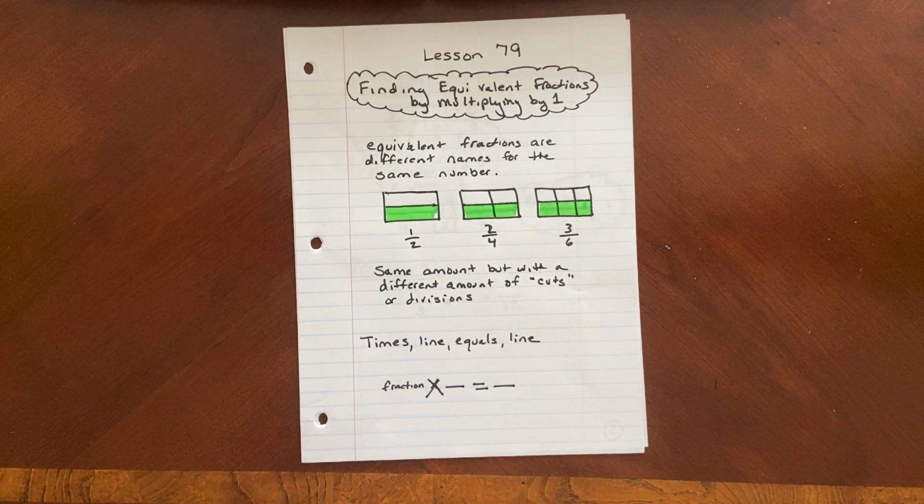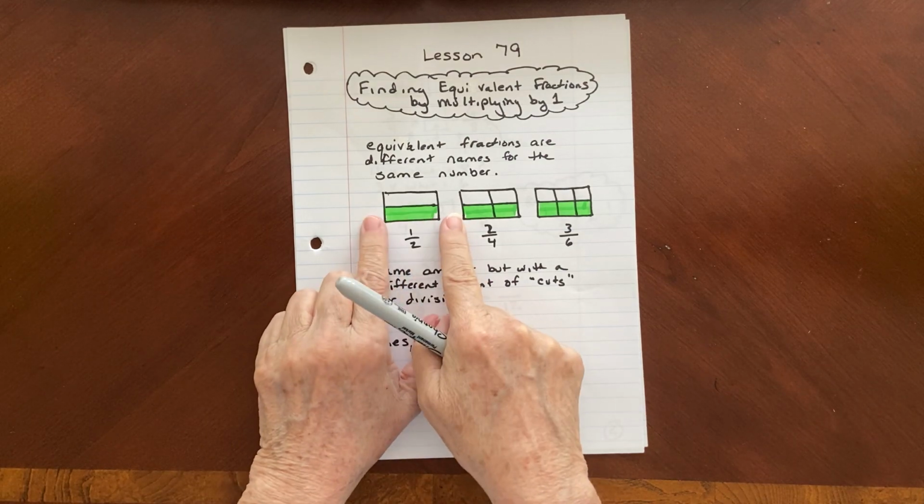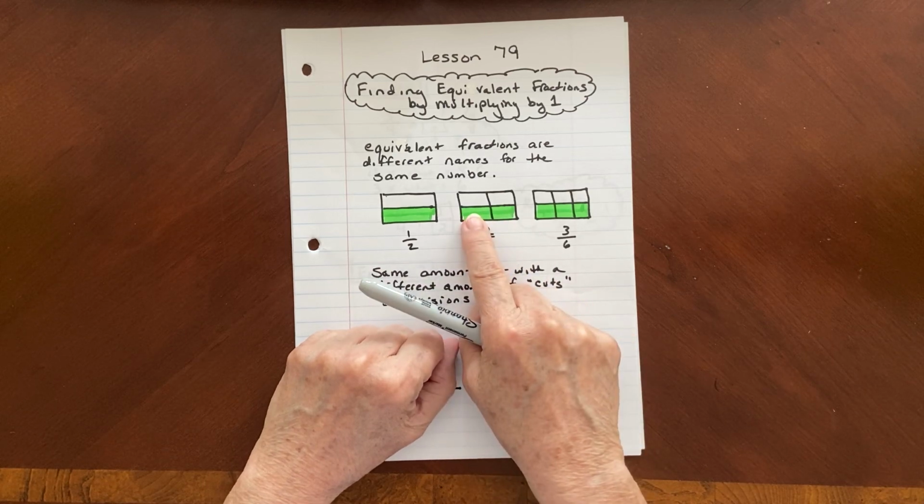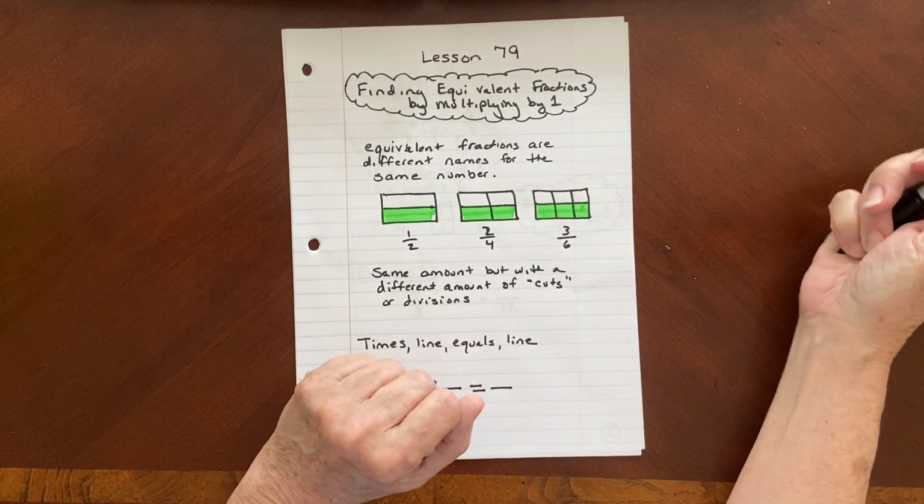Okay, this is lesson 79, finding equivalent fractions by multiplying by 1. So remember that equivalent fractions are different names for the same number. So let's say this is a candy bar. The green part is a half. The green part is still a half.